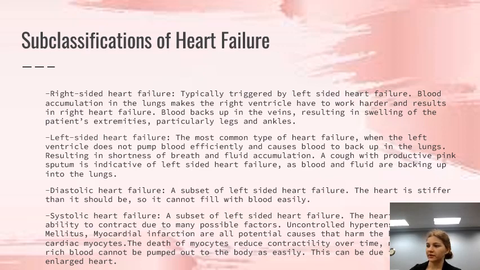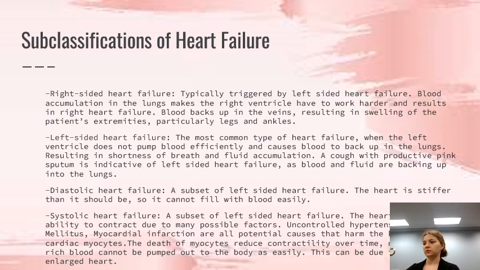So left-sided heart failure is far more common than right-sided and occurs when the left ventricle doesn't pump efficiently, leading to blood backing up and leaking into the lungs. This is where the pink frothy sputum and pulmonary edema come into play, as well as the patient's shortness of breath.